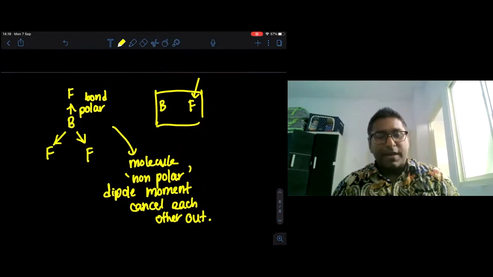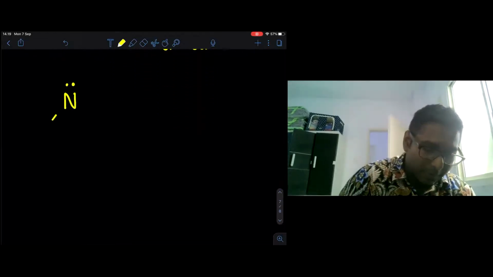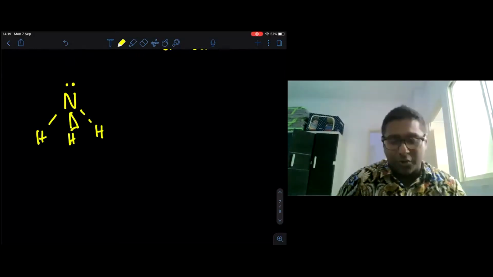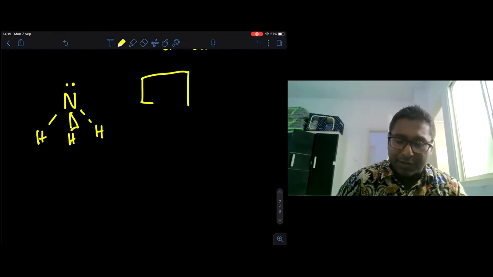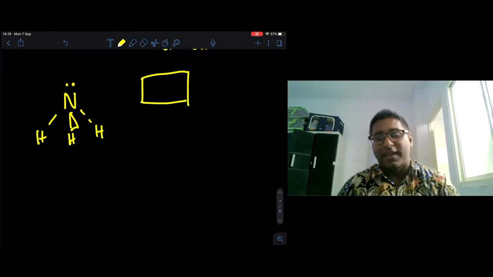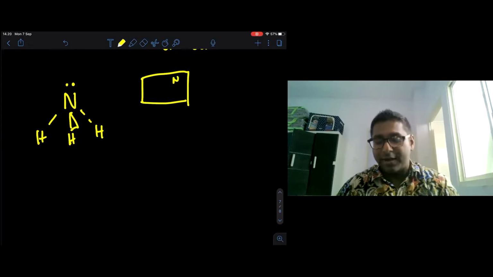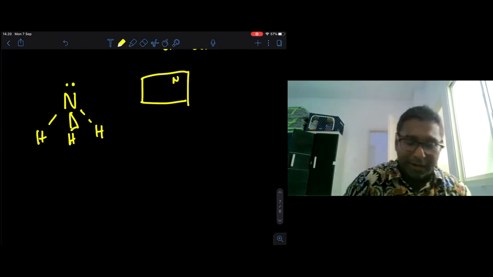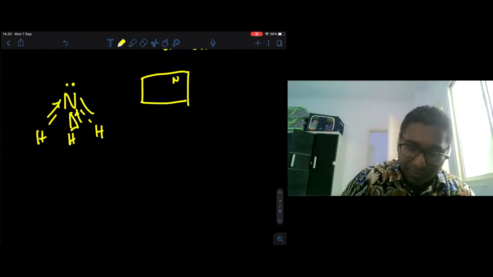Now I'll give you another example: ammonia. This is going to be different because it is not a symmetrical molecule. If I have the periodic table, hydrogen has the weakest electronegativity. Nitrogen is somewhere here, group 15, so it can pull the electrons. So nitrogen pulls the electrons.